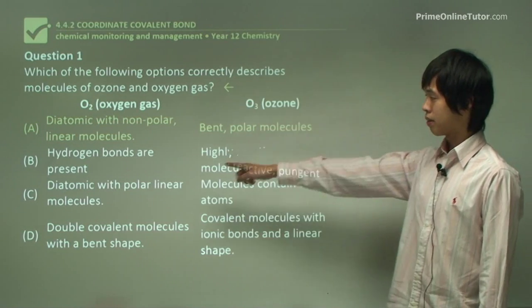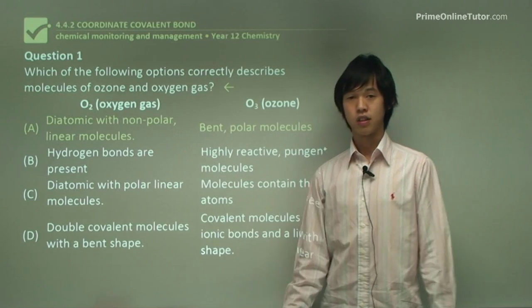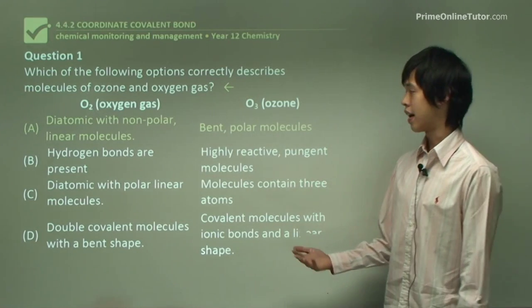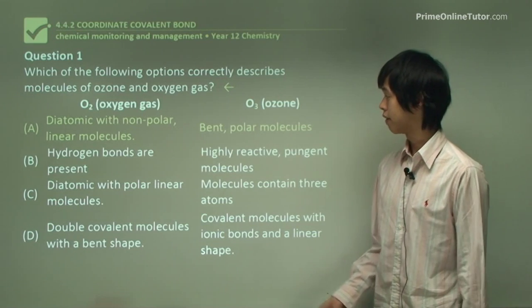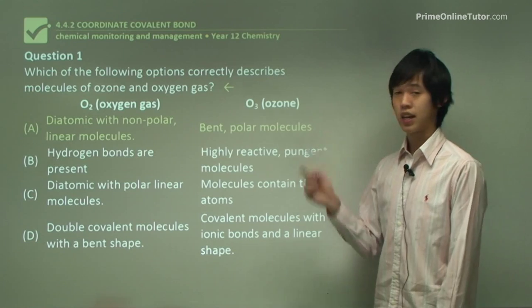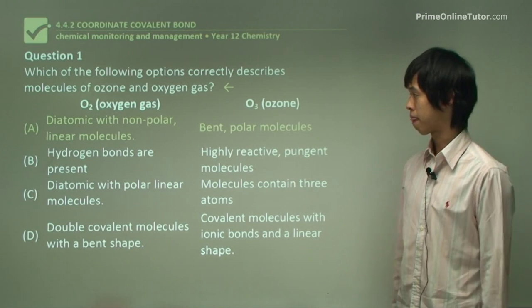So it's diatomic with non-polar linear molecules. So that's true. We've talked about that. There's no polarity in oxygen gas because they're both equally electronegative. And ozone is bent and it's slightly polar because of that shape.